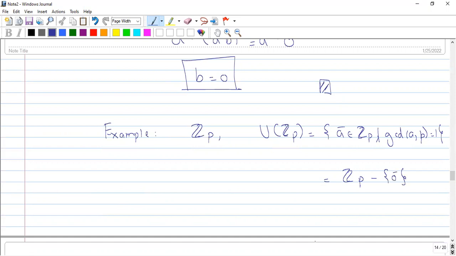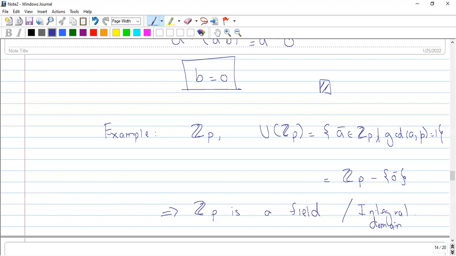In Z_p, we did this in the last class: how we find its units, and why the GCD condition is the sufficient and necessary condition for an element to be a unit. So that's why this simply implies that Z_p is a field. Z_p is a field, and we also know that Z_p is an integral domain.